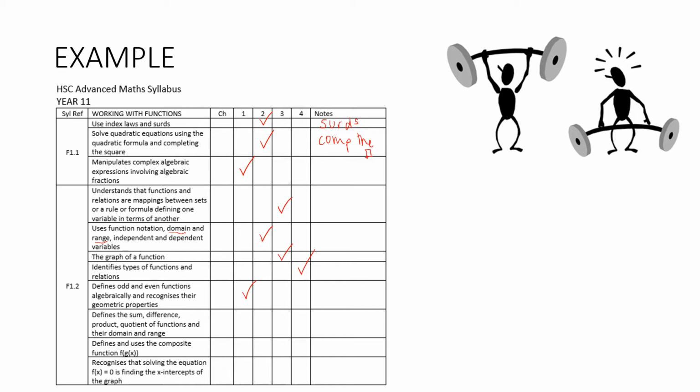Defines the sum, difference, product, quotient of functions and their domain and range. No. Defines and uses the composite function. Not too bad. Recognises that solving the equation f of x equals 0 means finding the x-intercepts. Yep, I get that. And so you can just go through and give a judgment about what you know. You can use that column for notes to write anything that you want to clarify.